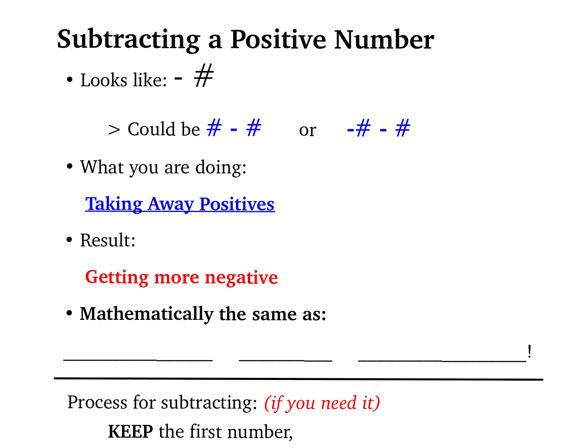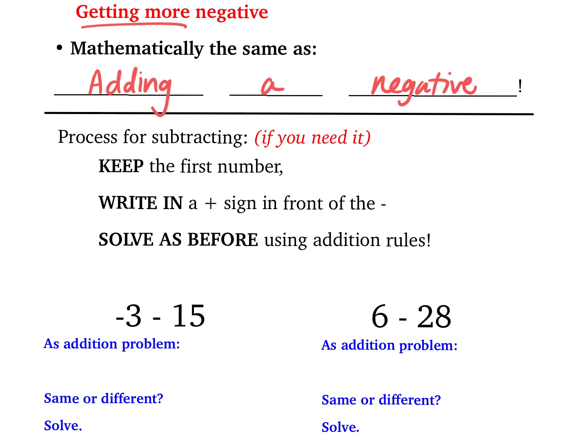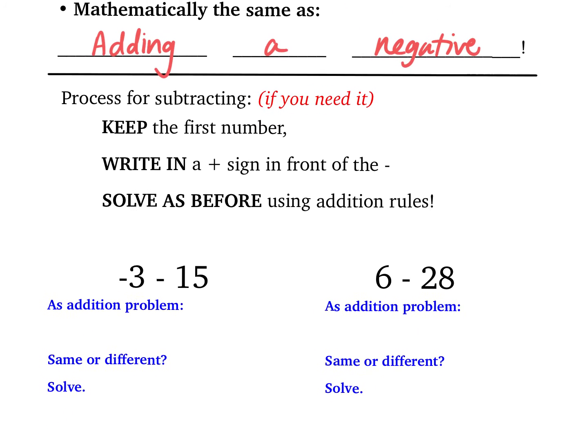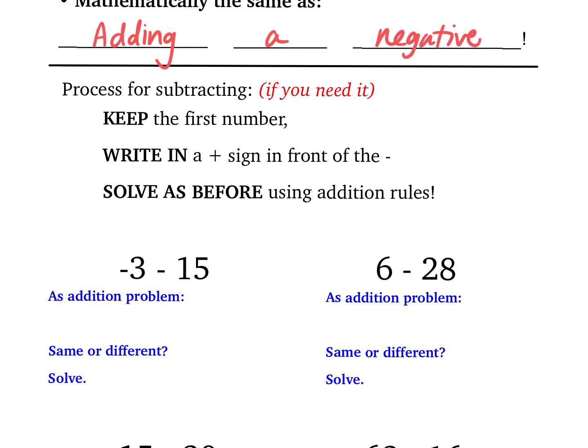So what that means is if you're taking away positives and getting more negative, that is the same as adding more negatives. So getting more negative is mathematically the same as adding a negative. Subtracting a positive, same as adding a negative. So that's a neat process to kind of help you get the hang of subtracting these positive numbers. If you need to, visualize it as adding a negative.